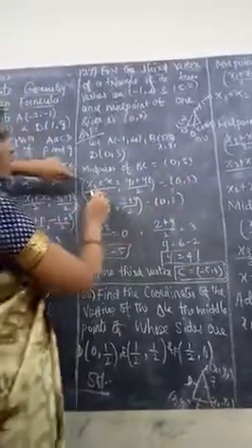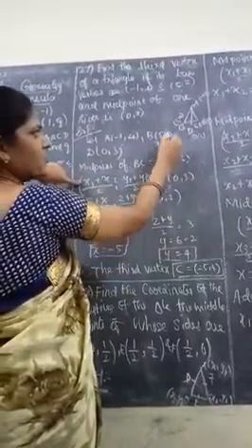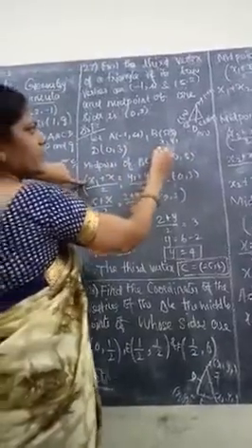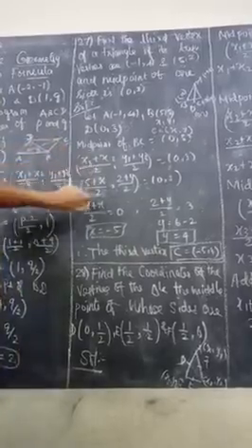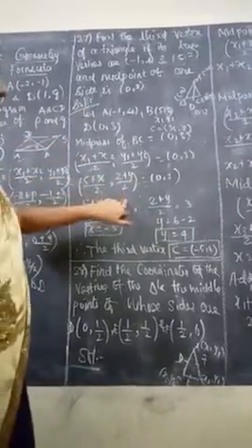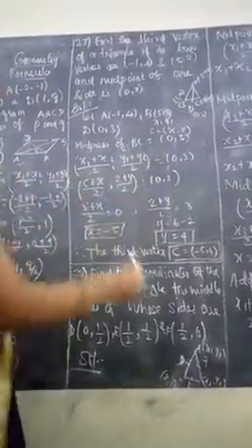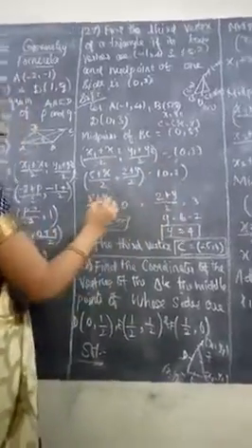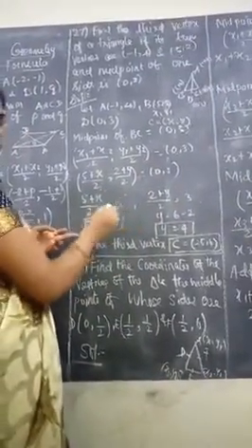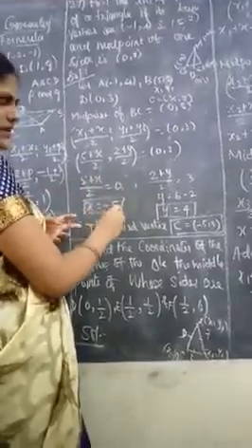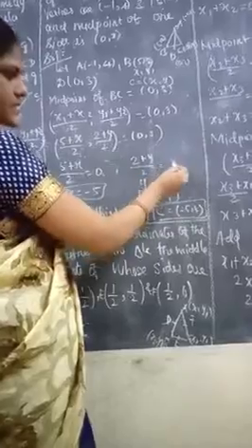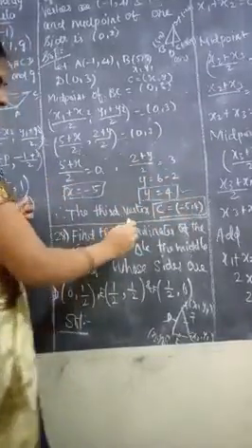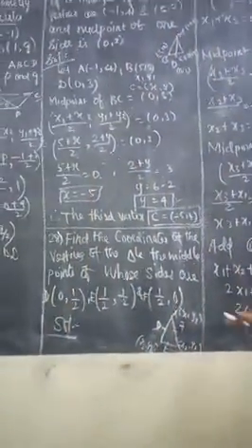For the midpoint of BC, B is x1, y1, and C we don't know, so take it as x, y. So (5 plus x) by 2, (2 plus y) by 2 equals 0, 3. Now we equate these two. (5 plus x) by 2 equals 0, 0 into 2 is 0, so x equals minus 5. (2 plus y) by 2 equals 3, so 2 plus y equals 6, 6 minus 2 is 4. So the third vertex is minus 5, 4. Okay, next.